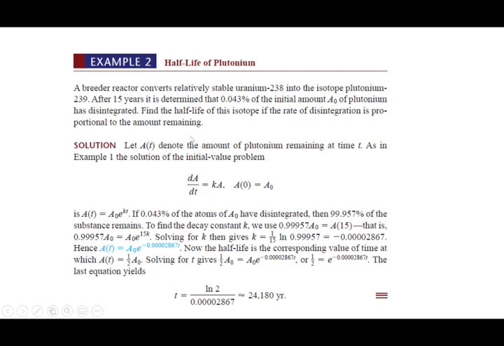So we'll see. Let A(t) denote the amount of plutonium remaining at time t. As in example 1, the solution of the initial value problem is this, right? So this is my equation. This is a linear homogeneous differential equation. First order. So many adjectives, right? First order because I have only one derivative. Linear because I don't have squares or sines or cosines of A or anything like that. Okay?